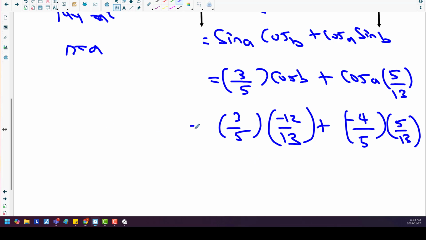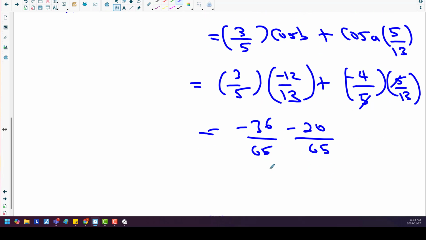And this is just basic multiplication now. That's just negative 36 over 65, I'm sure. And the 5 is actually just cancelled, so this is negative 4. Oh, wait, no, actually, I shouldn't do that, because we want the common denominator. Negative 20 over 65. And since they're a common denominator, you just add them or subtract them. So negative 56 over 65. And that is the answer.